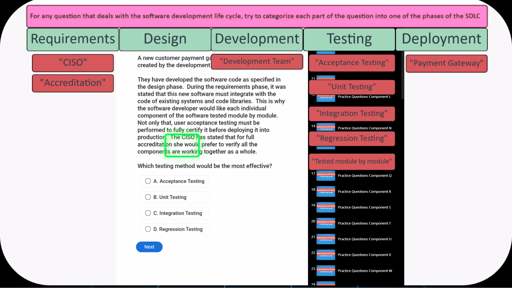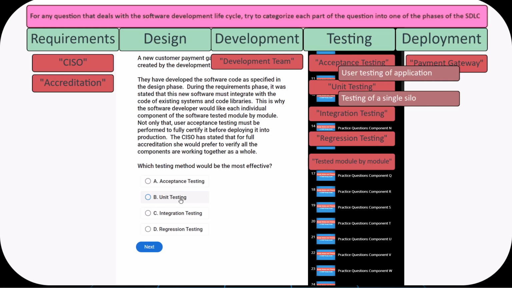The CISO said that before accreditation, she wants to know all the components are working together. So we're looking for a testing method that would test all the components when they add in the new software code. Is it acceptance testing? I think that has to do with user testing. So the users have to accept the program that it's working. I don't think it's that. Unit testing, I know it's not that because that's just testing a single unit, a single silo of the code on a specific system. It is most likely integration testing.